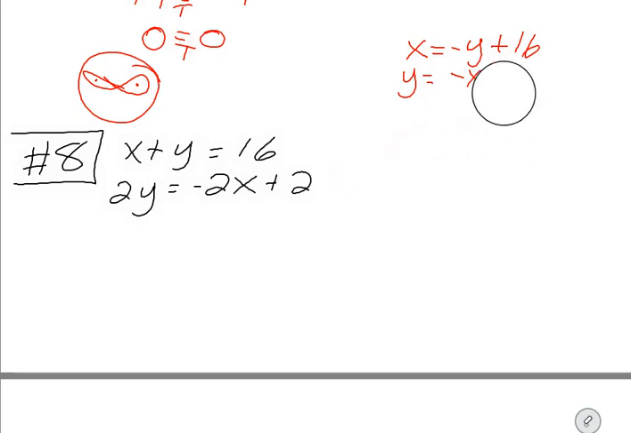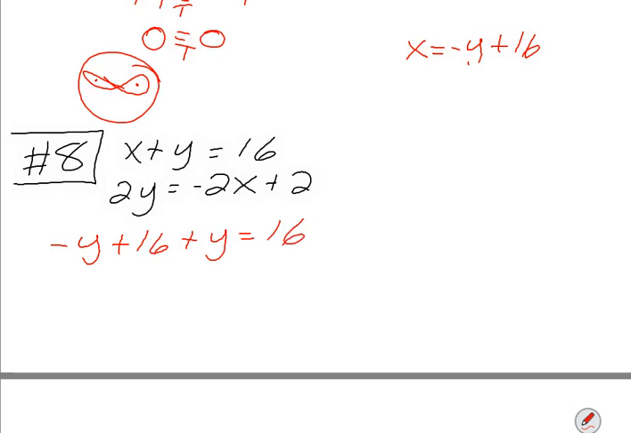So I am going to do the top equation solved for x. So I'm going to substitute in for x. So this will be a minus y plus 16 plus the y equals 16. My y's cancel out. I'm left with 16 equals 16, or 0 equals 0.